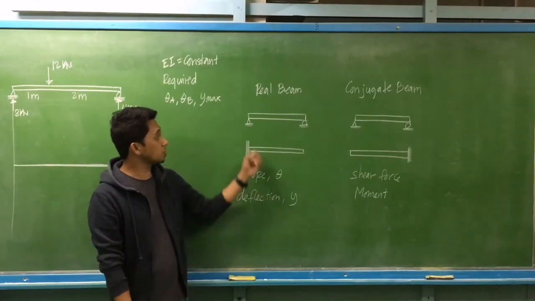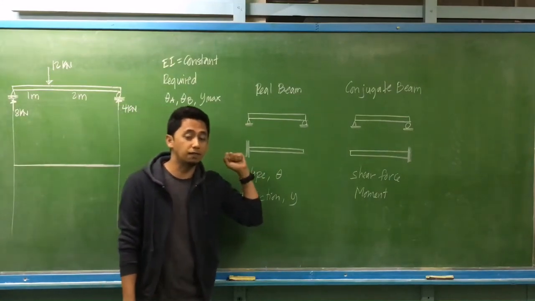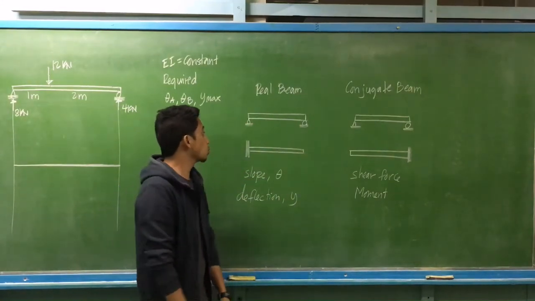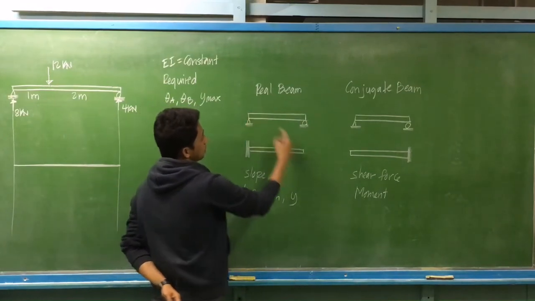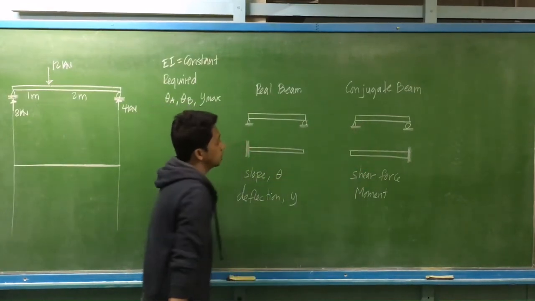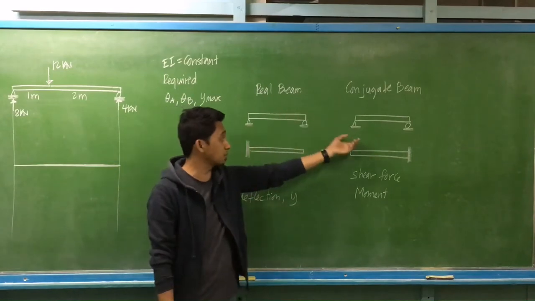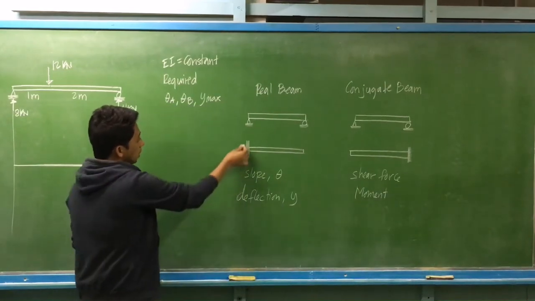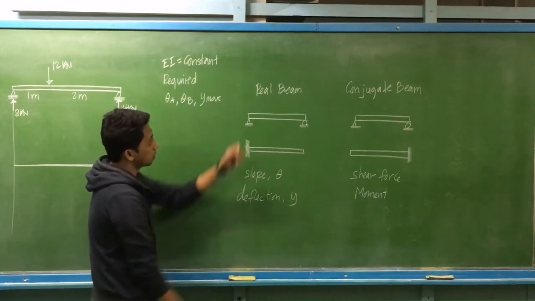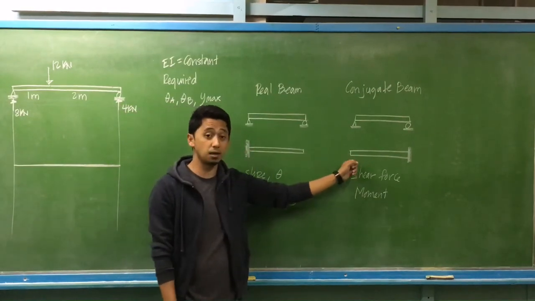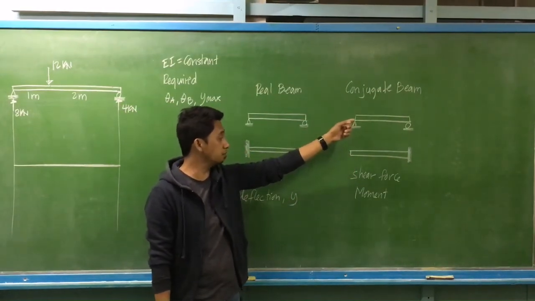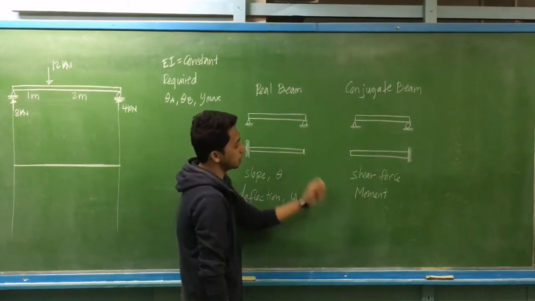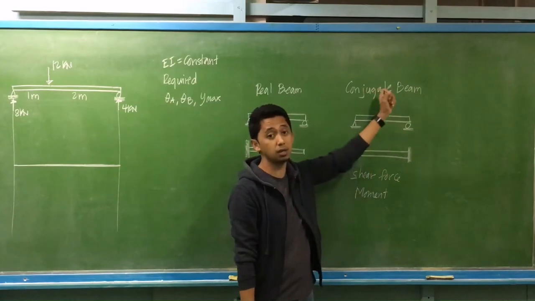So for example, this is the real beam. What is the equivalent of a real beam to a conjugate beam? When it comes to supports, a hinge on the real beam is the same as a hinge on the conjugate beam. A roller support is the same as a roller support in the conjugate beam. If we have a fixed support on the real beam, that is a free end on the conjugate beam. And if we have a free end on the real beam, that is a fixed support on the conjugate beam.